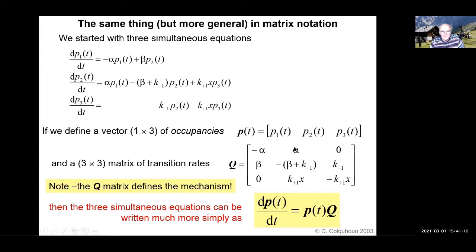And notice too that this Q matrix, the transition rate matrix, defines the mechanism entirely. It's got the transition rate constants from every state to every other state. If states are disconnected, as one and three are in the Del Castillo-Katz mechanism, then that entry is just zero. There's no way you can go directly from one to the other. So this defines the mechanism entirely. The Q matrix is really central to every stochastic calculation.